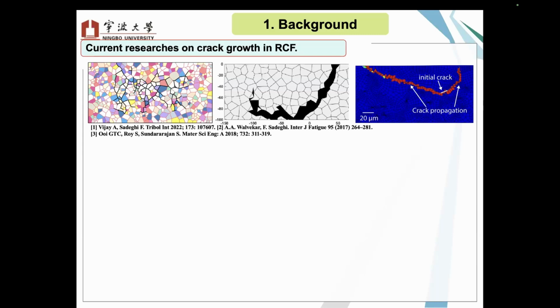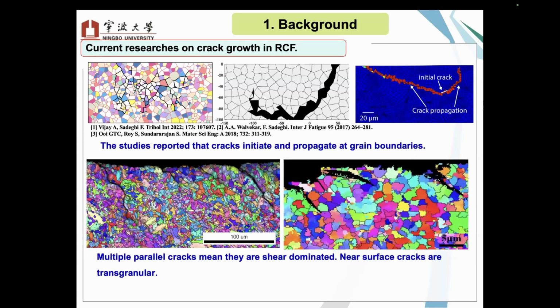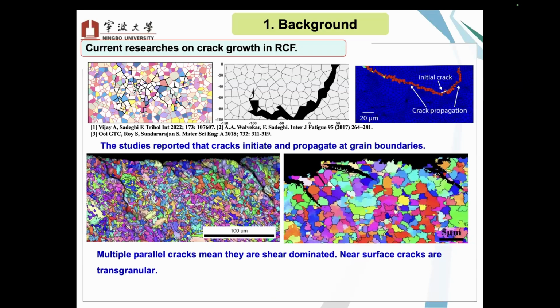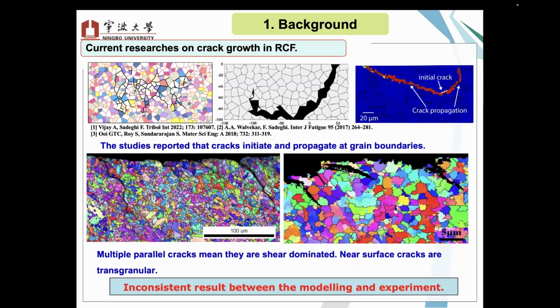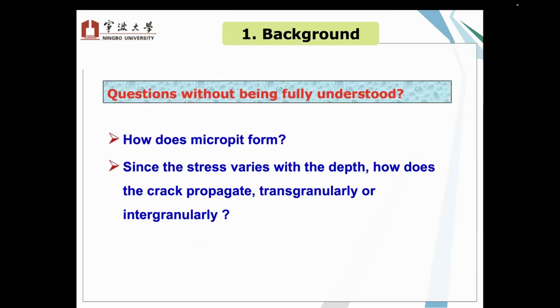But for those works which deal with crack growth, they found the crack normally grows along the boundaries, but actually when we section the bearings, we found crack growth within the grains, transgranularly, rather than along boundaries. So there are some inconsistent results between the modeling and the experiment. That's what I'm concentrating on. So the questions are, how do those micropits form? And since the stress varies with the depth, how does the crack propagate transgranularly and intergranularly?